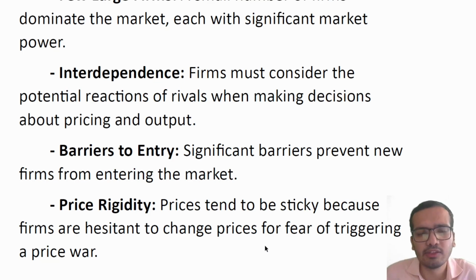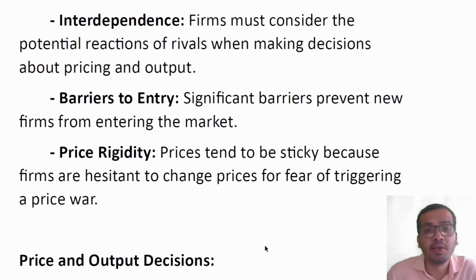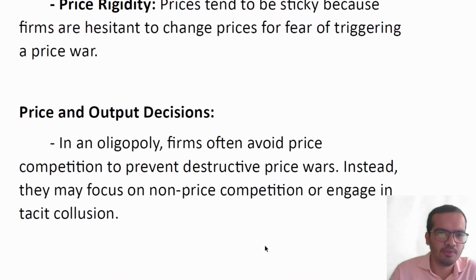Then comes barriers to entry. Significant barriers prevent new firms from entering the market. And then comes price rigidity, that is, prices tend to be sticky because firms are resistant to changing prices for fear of triggering a price war.